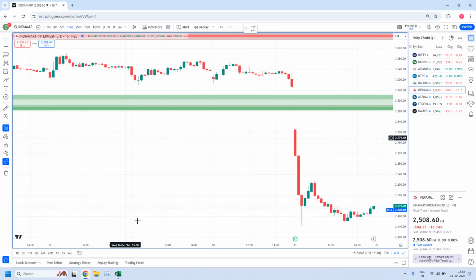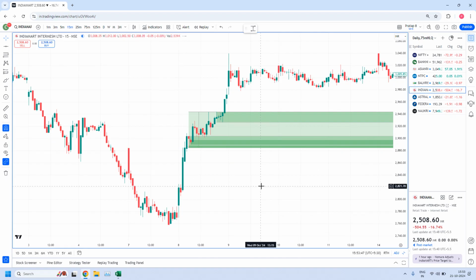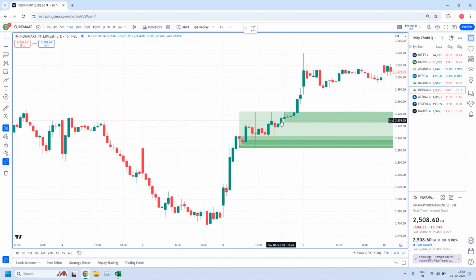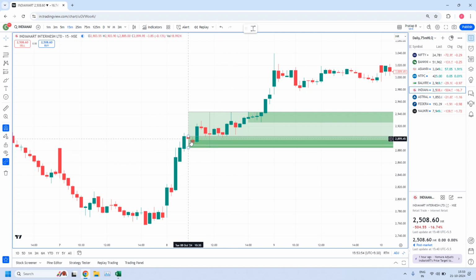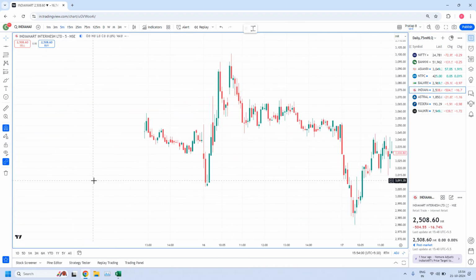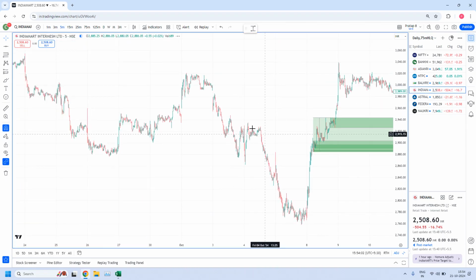This has 15-minute zones, so two 15-minute zones. This is the first one, rally, 1, 2, 3, 4 rally. And here again a rally, 2 base candles and a rally. The first one does not have a fine-tuned zone. Go to the 5-minute time frame.